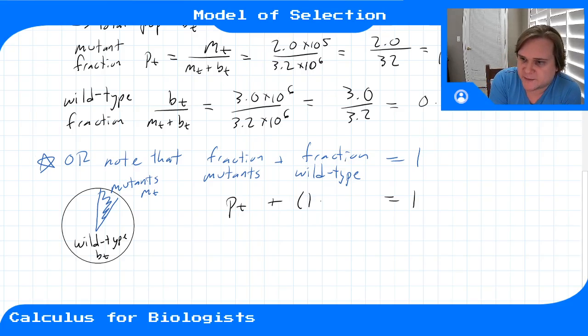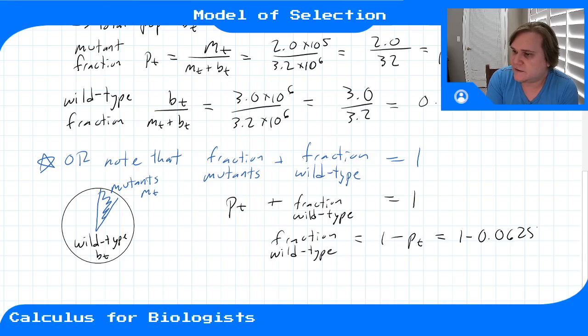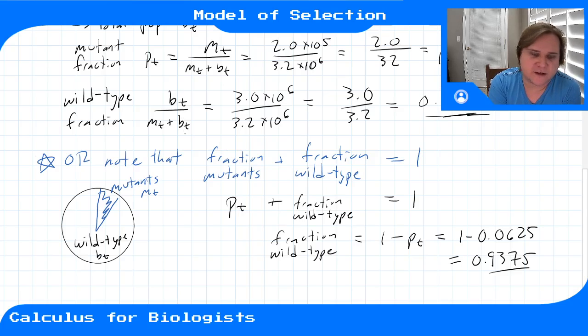The fraction wild type is then just going to be given by 1 minus p_t, the fraction of mutants. I'm not going to give it its own name, because the fraction wild type is just 1 minus p_t. I gave the fraction of mutants a variable name, and I could give the fraction wild type a separate variable name, but it's easier if I just call it 1 minus p_t. So in that case it would be 1 minus 0.0625, which gives me 0.9375, the same number that I calculated when I took the number of wild types divided by the total number.